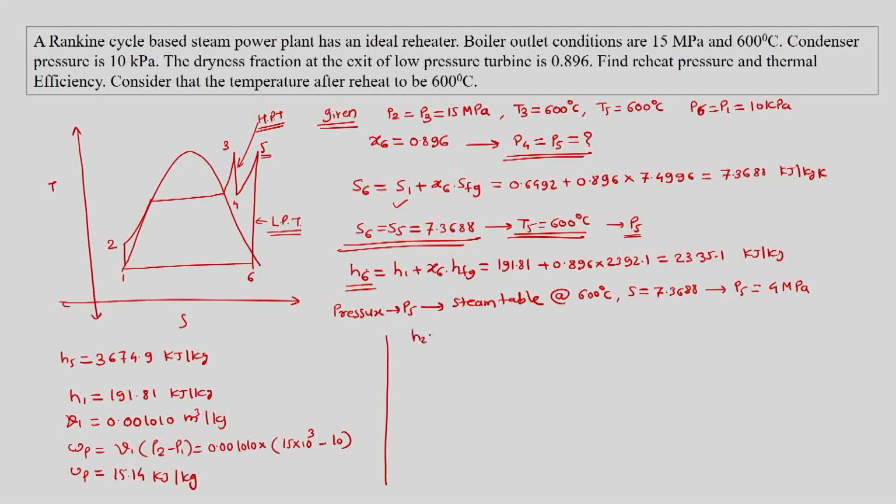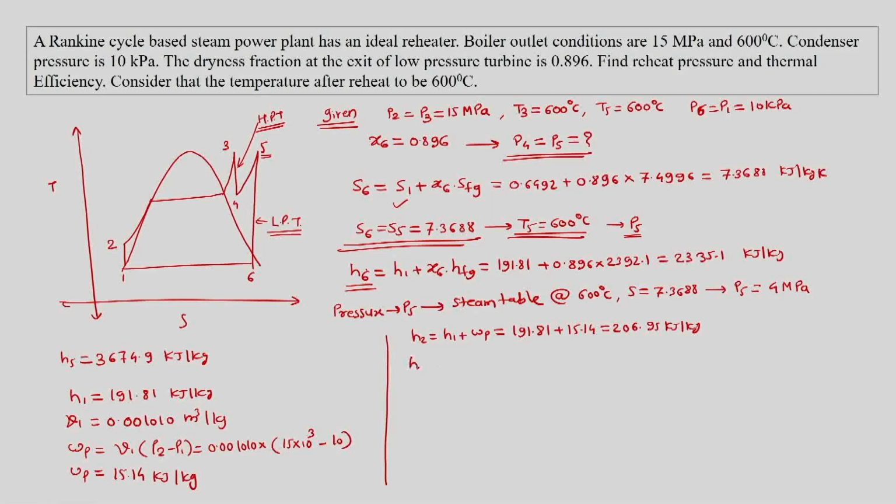Now we can find out H2, which is equal to H1 plus pump work. So we have 191.81 plus 15.14, and then this turns out to be 206.95 kilojoule per kg. Now we know H2.